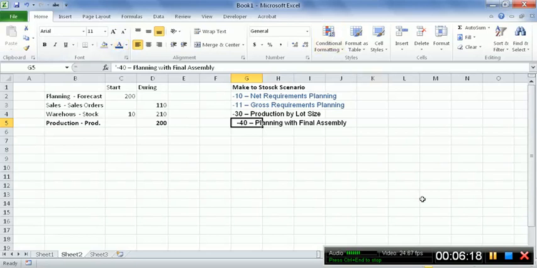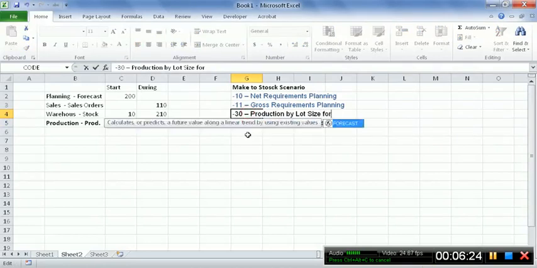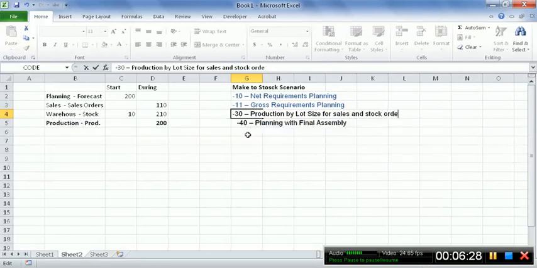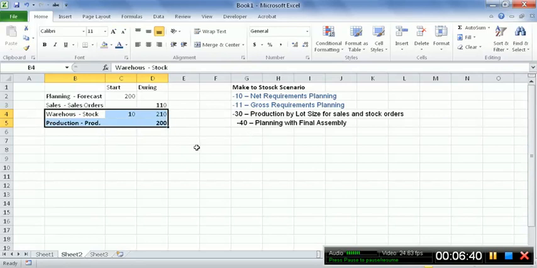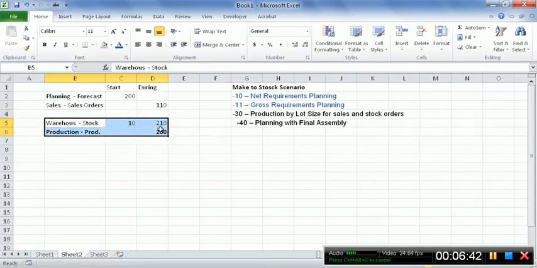The third one is production by lot size, and the complete name is for sales and stock orders. So this is the complete name, if we refer to it. Now what's done in this particular case, we actually have a bit different scenario. Say this is something we need to decide about, right? So let me color it.